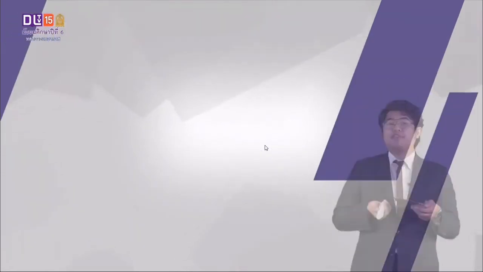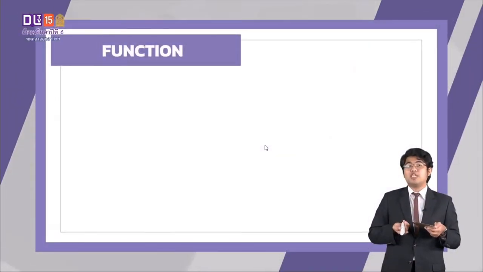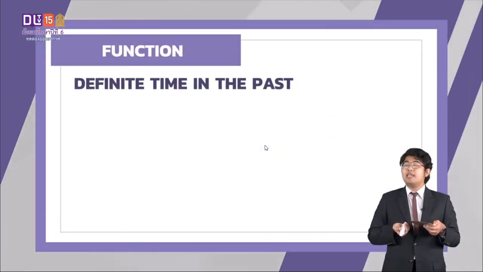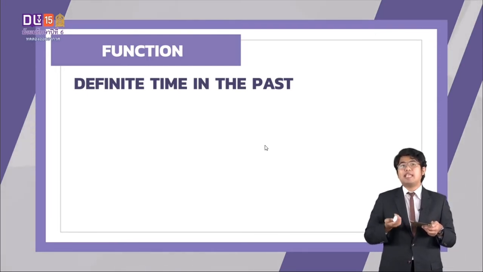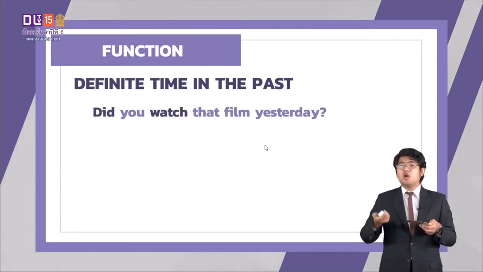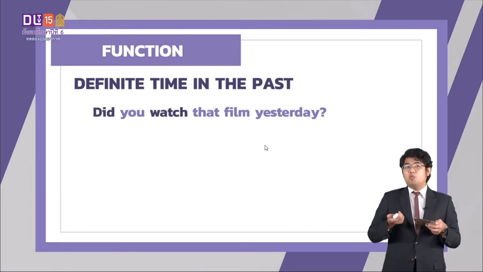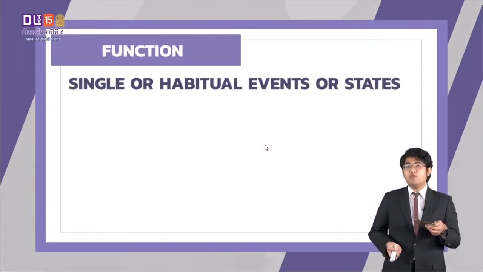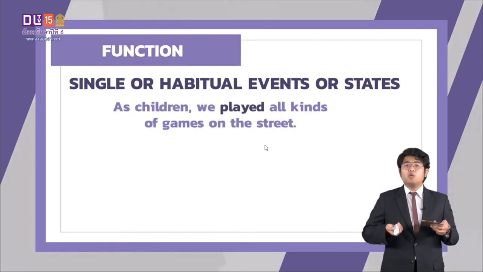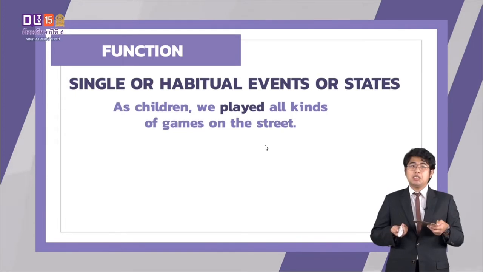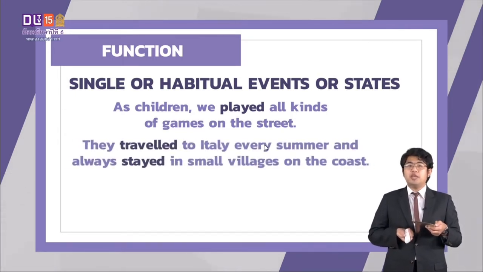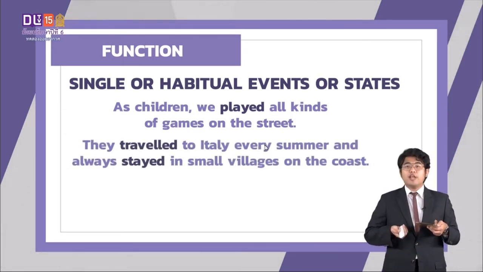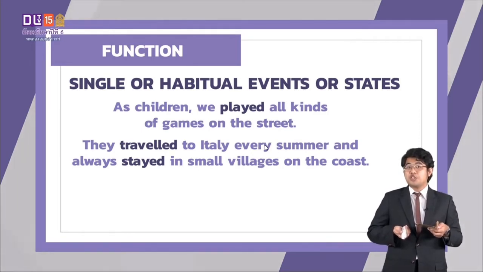Function. Let's look at the function of past simple tense. Definite time in the past. Let's look at the examples. Did you watch that film yesterday? When they were young, they hated meat. Next, single or habitual events or states. As children, we played all kinds of games on the street. They traveled to Italy every summer and always stayed in small villages on the coast.